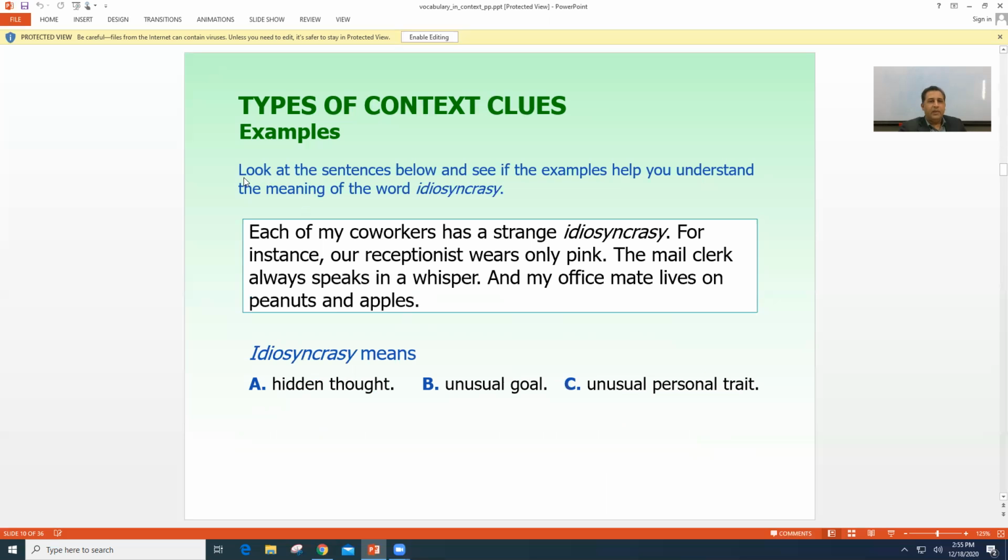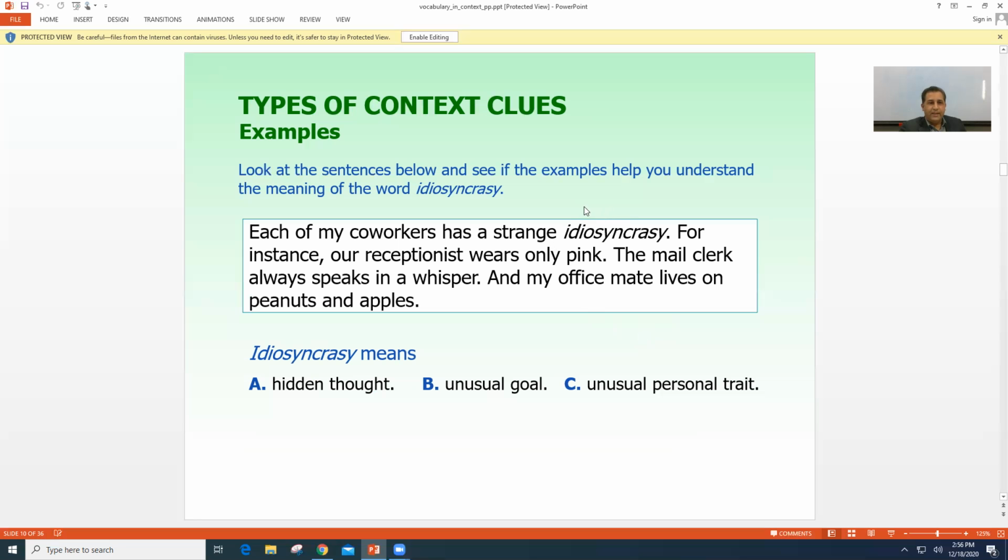Let's see another example. Now look at the sentence below and see if the examples help you understand the meaning of the word idiosyncrasy. Each of my co-workers has a strange idiosyncrasy. For instance, a receptionist wears only pink. The male clerk always speaks in a whisper. And my office mate lives on peanuts and apples. Now, idiosyncrasy means A, hidden thought, B, unusual goal, C, unusual personal trait. So what do you think?